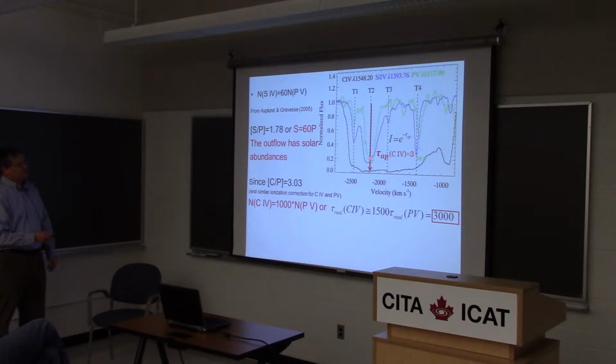I will argue that this is a real optical depth. I'll show you in a second why. So the optical depth in carbon-4 of this innocent trough is 3,000. Okay? So we have the smoking gun.